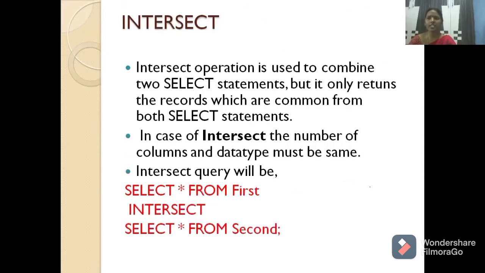These are very simple operations. We already know the definitions of intersect and union in SQL. So intersect means common rows from both the tables. The intersect operation is used to combine two select statements, but it only returns the records which are in common from both the select statements. In the case of intersect also, the number of columns and data types must be the same.